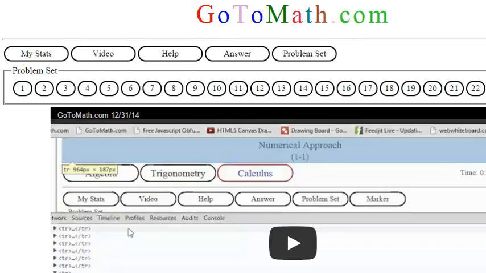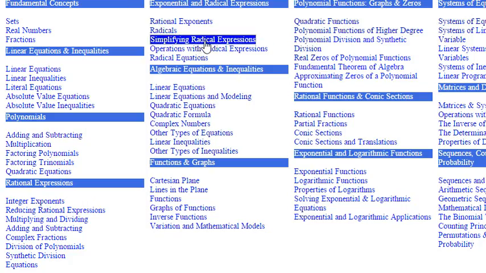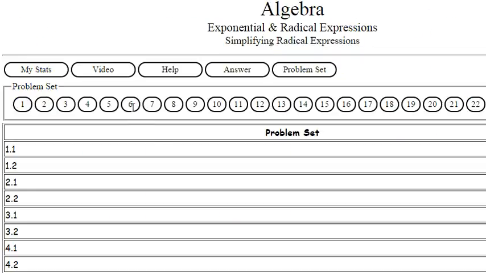Okay, we're here at GoToMath.com working some algebra, and we're simplifying radical expressions, and we're going to be looking at 6.2.